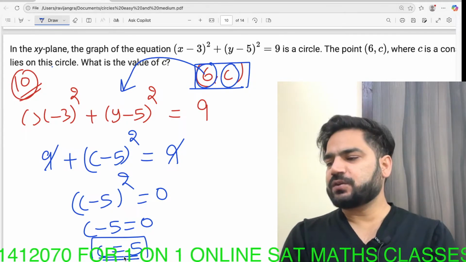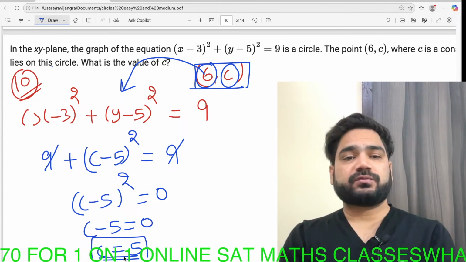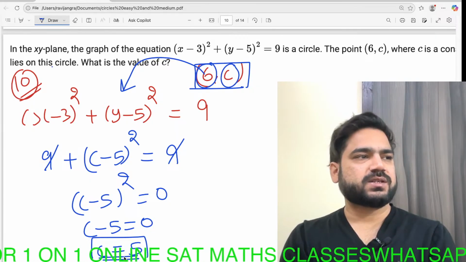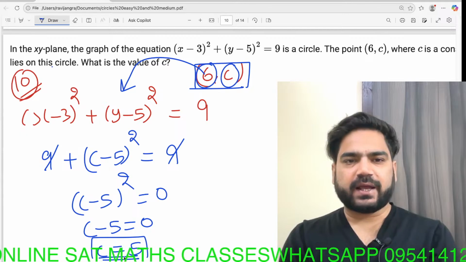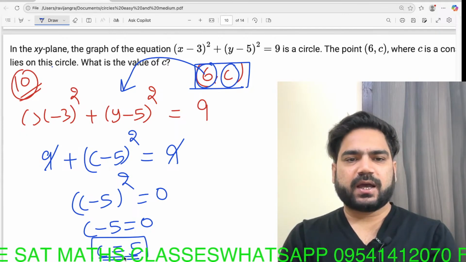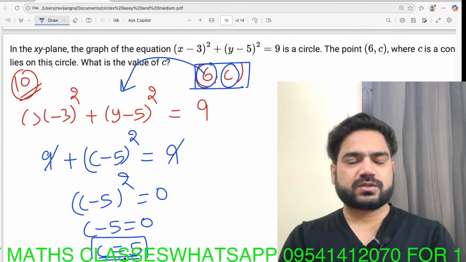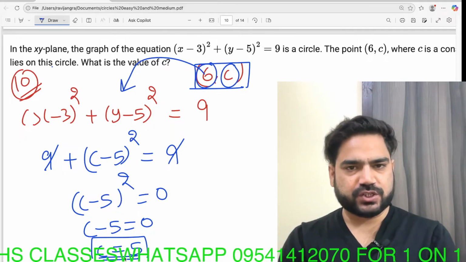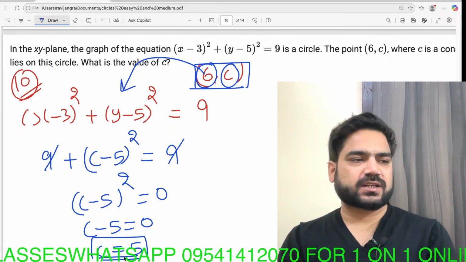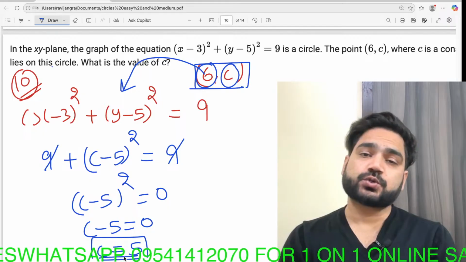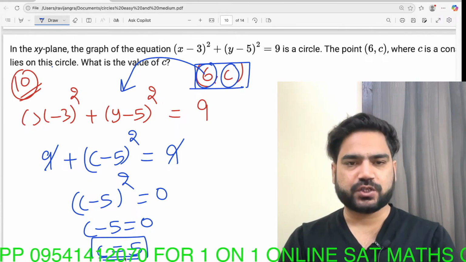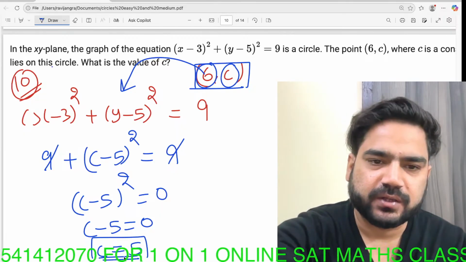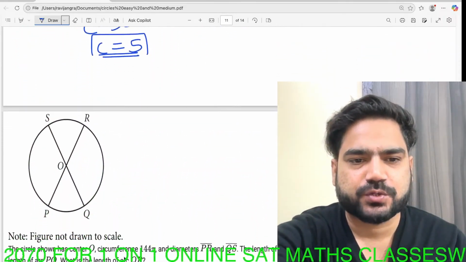Again, super easy questions. Some students can feel that these questions are super easy, but this is basic level. In the next class of circles I'll come up with the hard questions. These easy questions are also College Board official questions, and the hard questions in the next class will also be from the SAT official questions from College Board. Okay, moving on, next question is the 11th question.